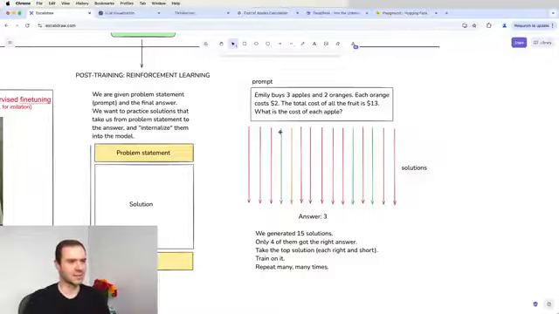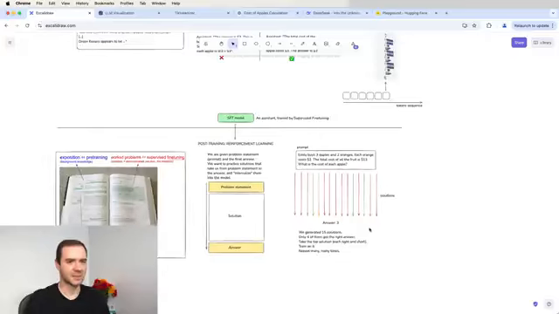And so this is the process of reinforcement learning. It's basically a guess and check. We're going to guess many different types of solutions. We're going to check them, and we're going to do more of what worked in the future. And that is reinforcement learning.